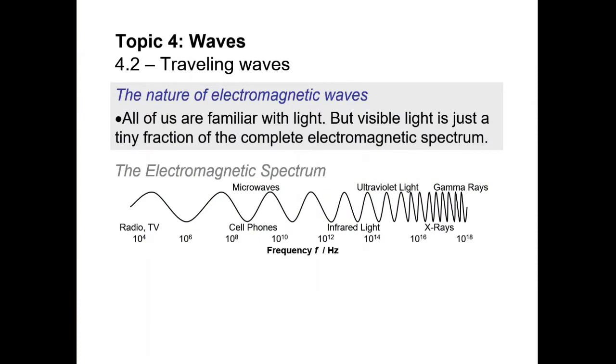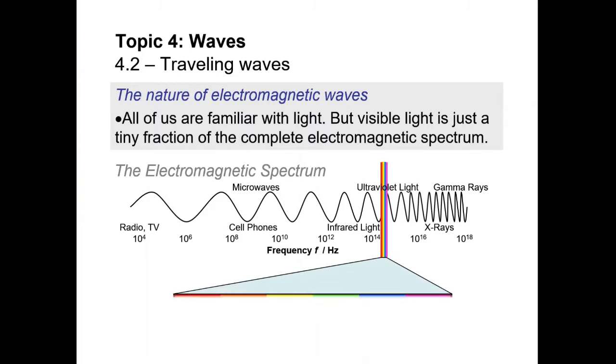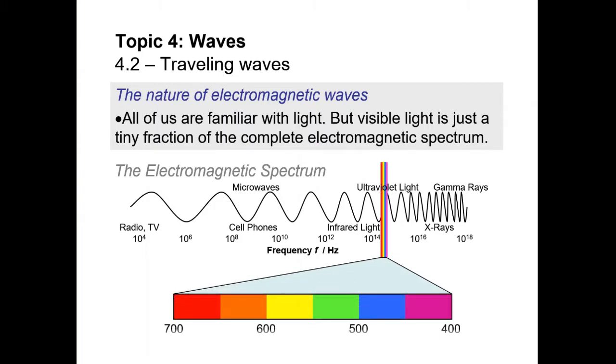All of us are familiar with light, but visible light is just a tiny fraction of the complete electromagnetic spectrum. So we have radio waves, microwaves, infrared, visible light, ultraviolet, X-ray, and gamma rays. Visible light wavelength is from 400 nanometers to 700 nanometers. The longer the wavelength, the smaller the frequency, and the shorter the wavelength, the higher the frequency.